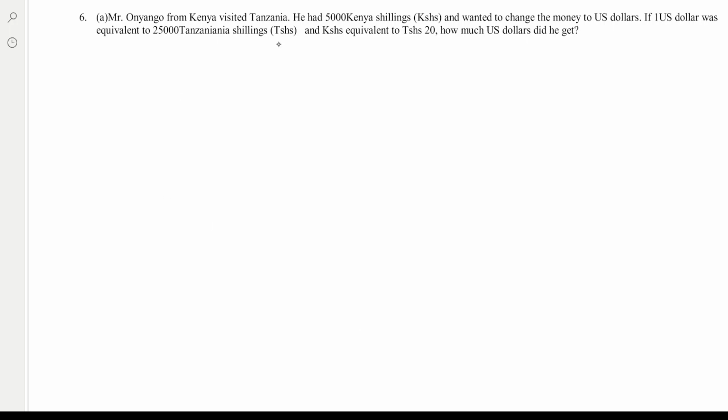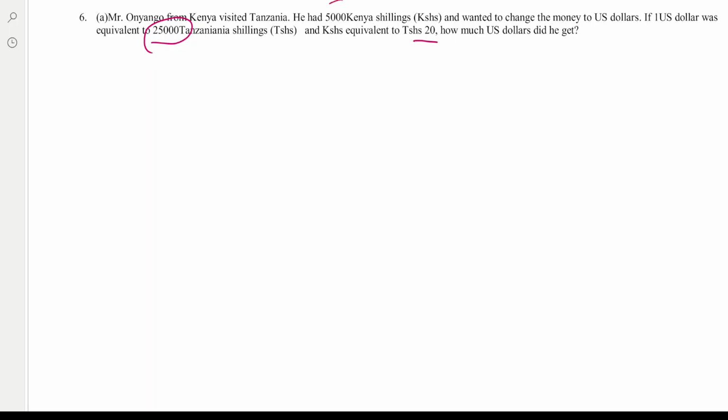Mr. Onyago from Kenya visited Tanzania. He had 5,000 Kenya shillings and wanted to change the money to US dollars. If $1 US was equivalent to 25,000 Tanzanian shillings. Okay, even though the number is not very realistic, it's okay. And 1 Kenyan shilling is equivalent to 20 Tanzanian shillings. How many US dollars did he get?